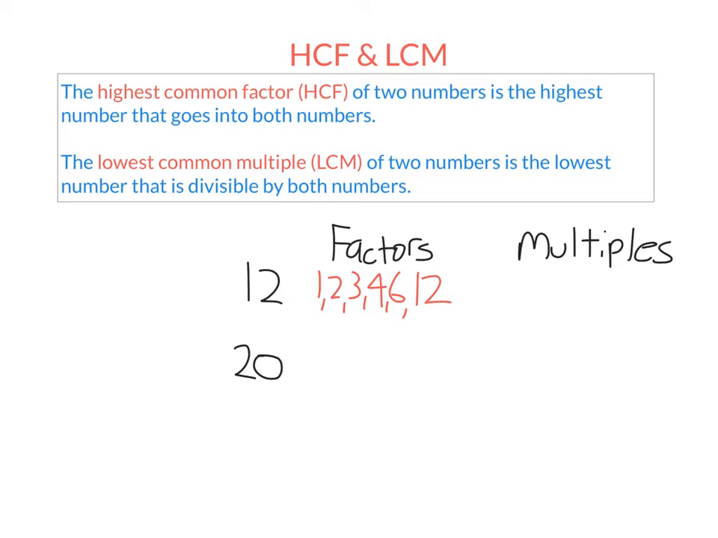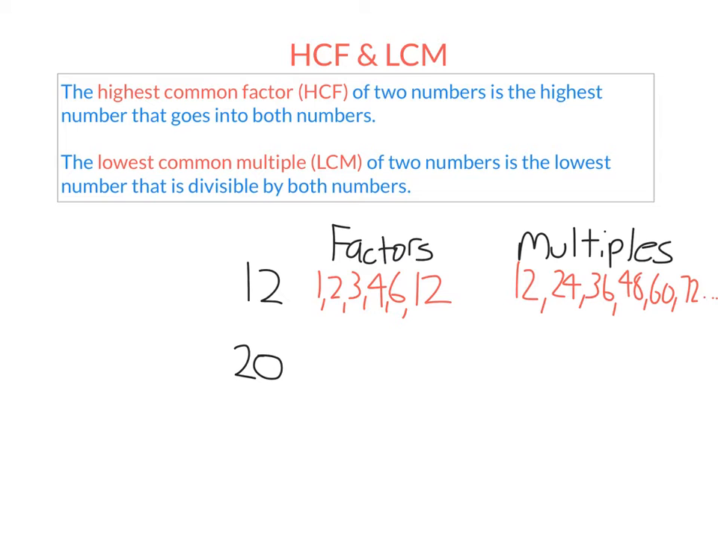Remember, multiples of 12 were all the numbers divisible by 12. To find them, you count up by 12s, and the multiples go on forever. So the multiples of 12: 12, 24, 36, going up by 12 each time. Each of these numbers is divisible by 12.